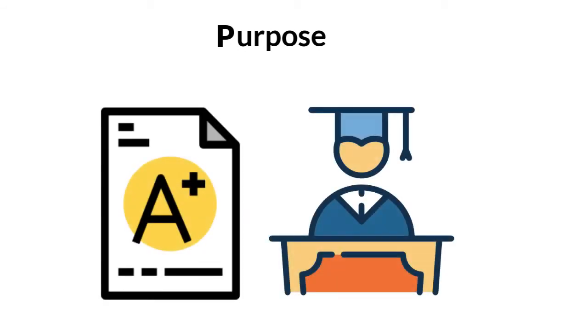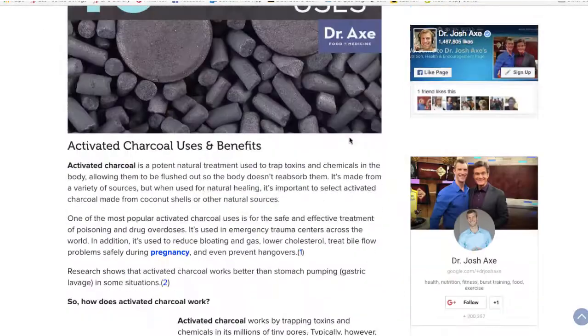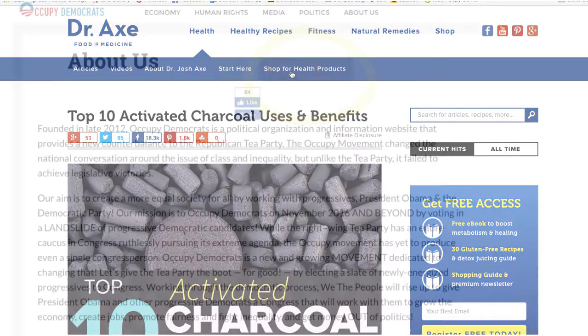And finally, P is for purpose. The purpose of the information needs to be appropriate for the project. The purpose should not be overly biased or commercial. If the purpose seems to be directly trying to sell you something and heavily biased, it is not worthy of use.